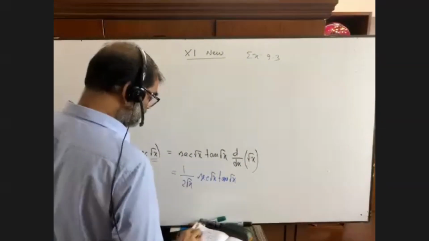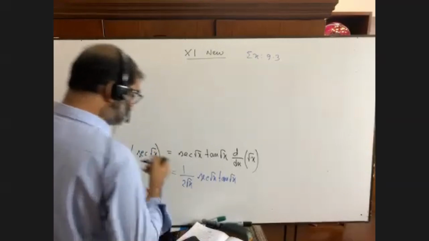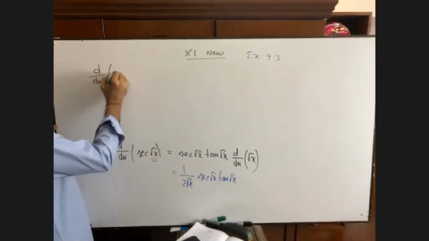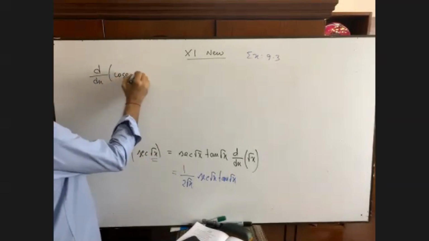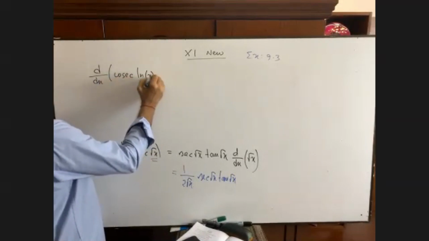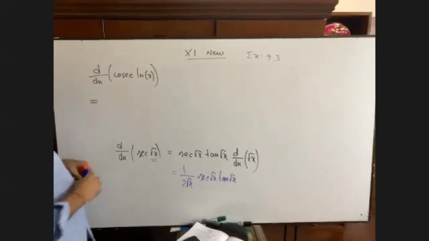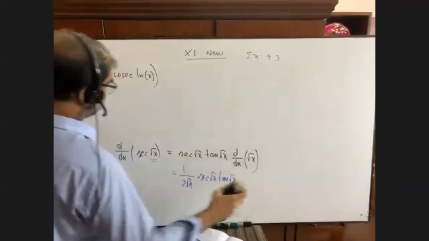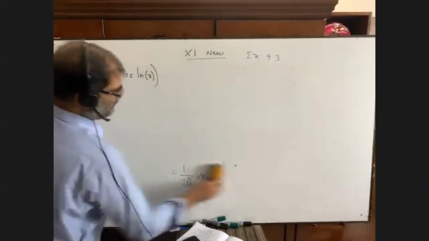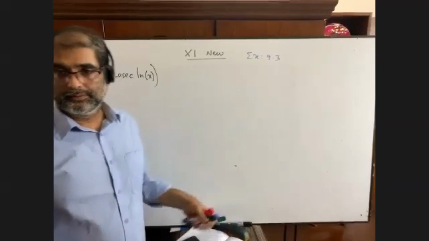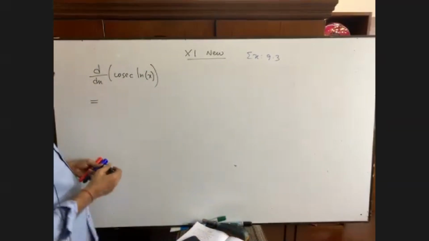We are going to do another math. Cosec ln x, d by dx. Cosec ln x, we have to do this math. What is the formula? Let me know. What is the formula? Cosec x into cot x. Are you sure?